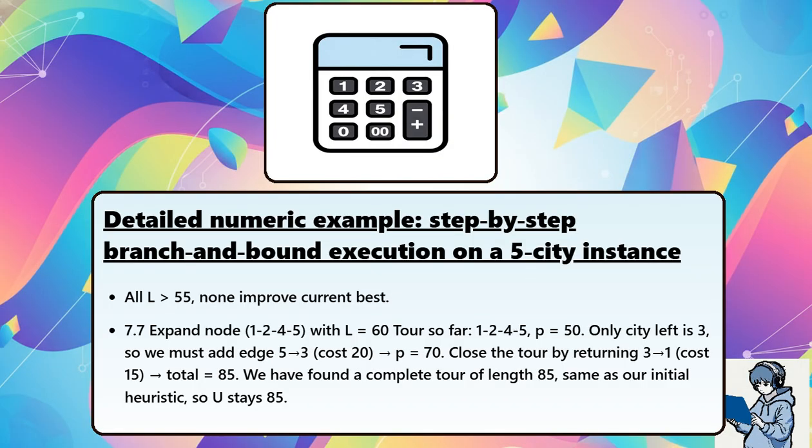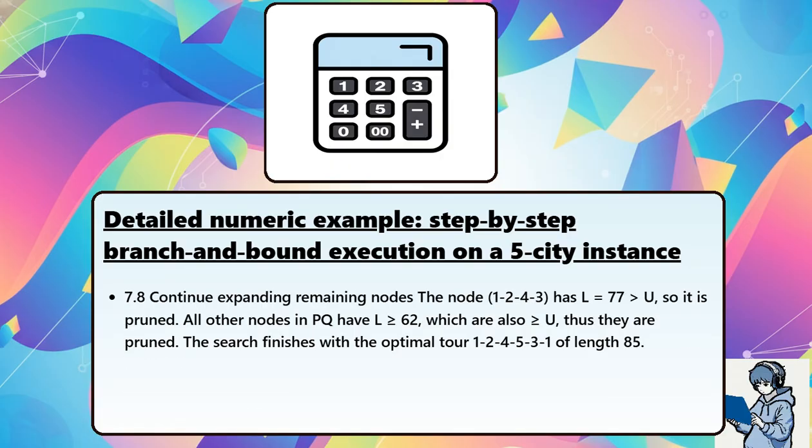7.7 Expand node 1-2-4-5 with lower bound 60. Tour so far is 1-2-4-5, partial cost P equals 50. The only city left is 3, so we add edge 5 to 3 with cost 20, making P equals 70. Close the tour by returning 3 to 1 with cost 15, total 85. We have found a complete tour of length 85, the same as our initial heuristic, so upper bound U remains 85. 7.8 Continue expanding remaining nodes.